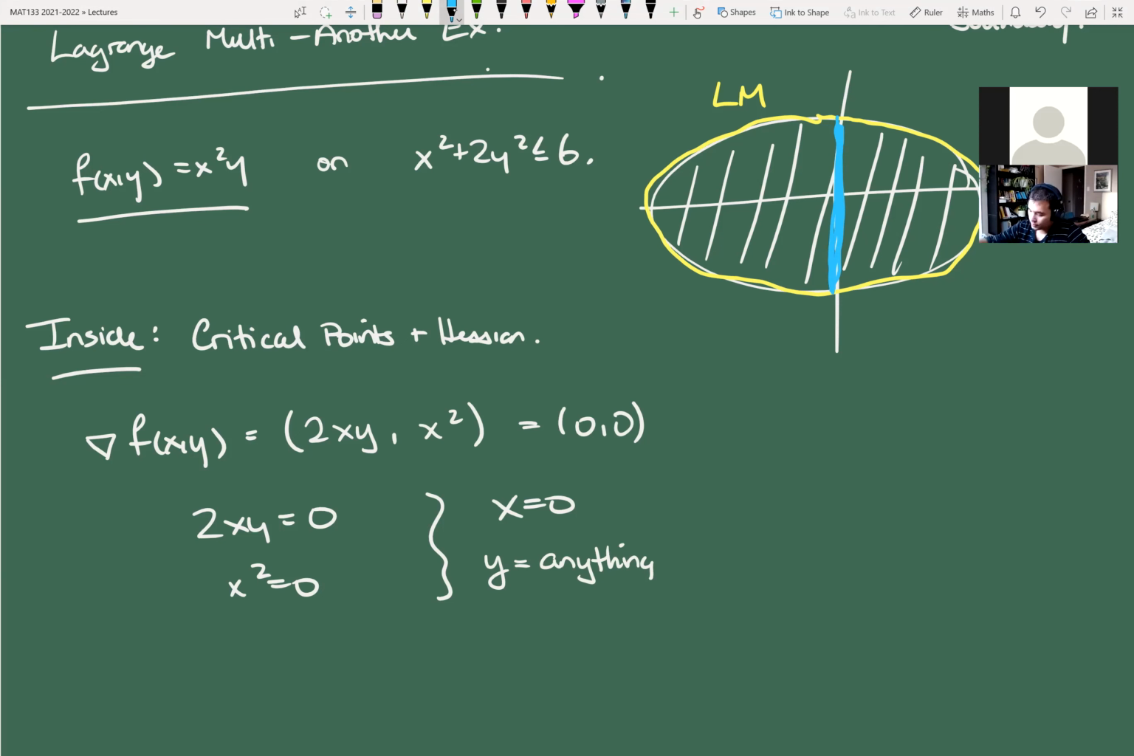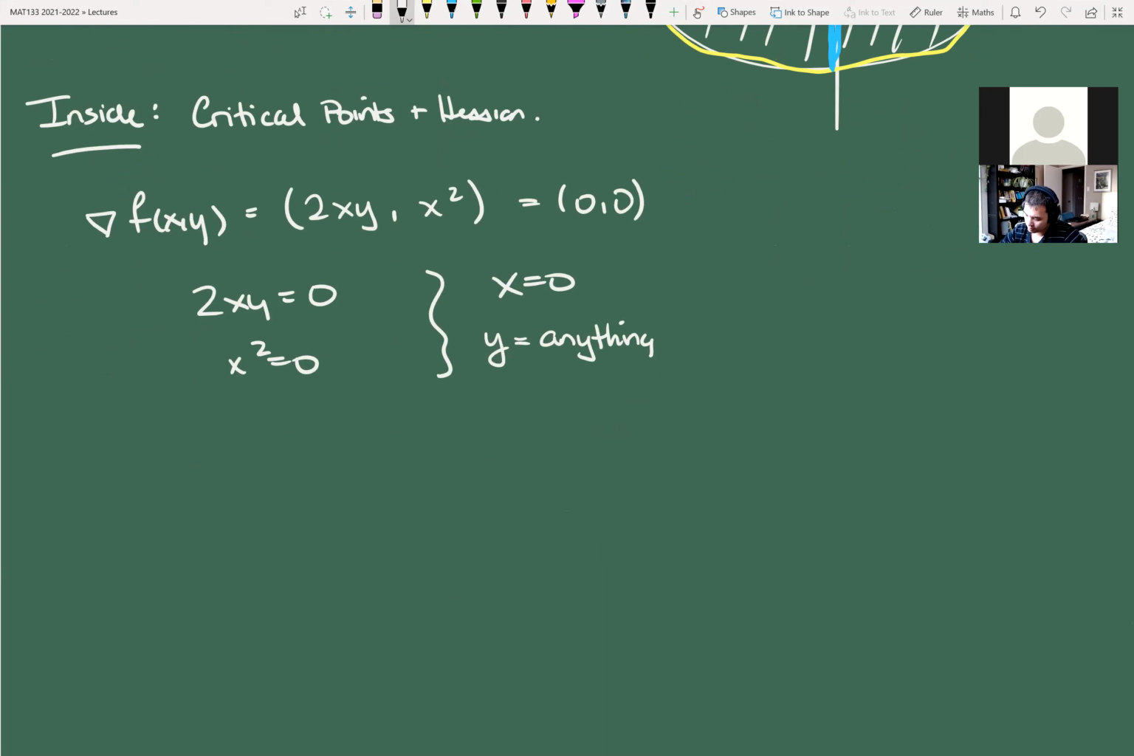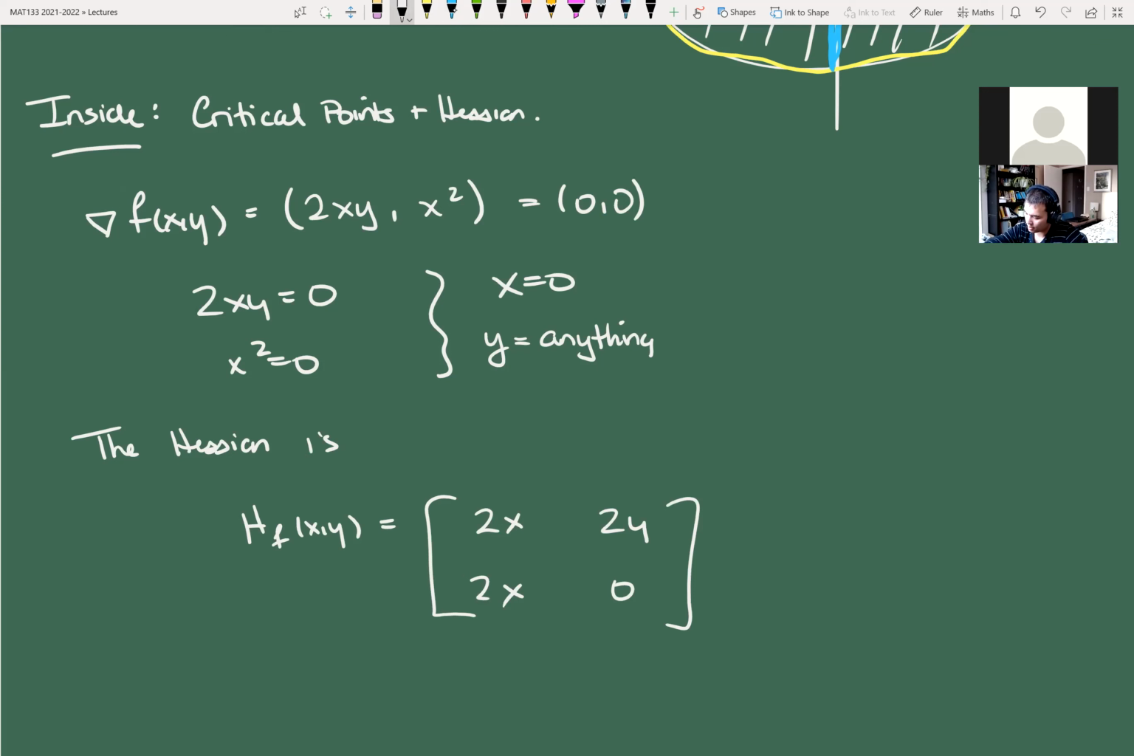Okay, so now let's compute the Hessian. So we get the Hessian of f of x, y. What is it? So we're going to get 2x, 2y, and then second row 2x, 0 like that, right? So, no, wait, something's wrong here. Oh, sorry, this should be 2y, 2x. I got these backwards. 2y, 2x like that, right?